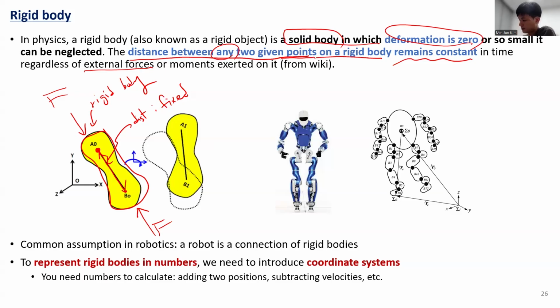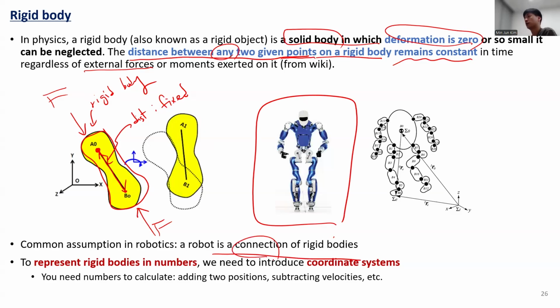So robotic systems, even your manipulator, are just a connection of rigid bodies, connected using joints. But a rigid body is just a moving object in space, right? So we have to represent rigid bodies in numbers. Otherwise, we cannot calculate positions, velocities, accelerations, something like that. So we have to introduce a coordinate system, right?